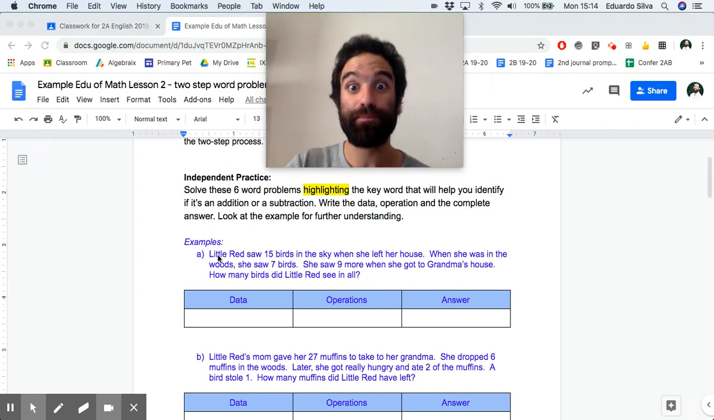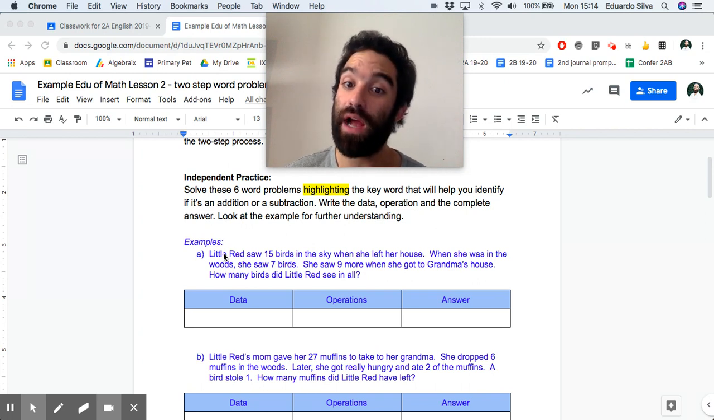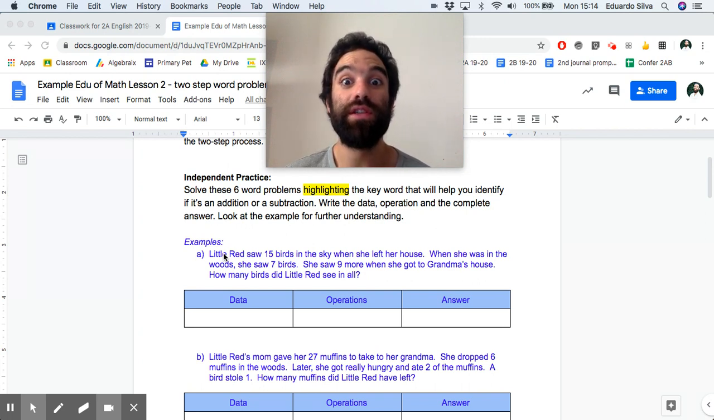So this one says, Little Red saw 15 birds in the sky when she left her house. When she was in the woods, she saw 7 birds. She saw 9 more when she got to Grandma's house. How many birds did Little Red see in all?